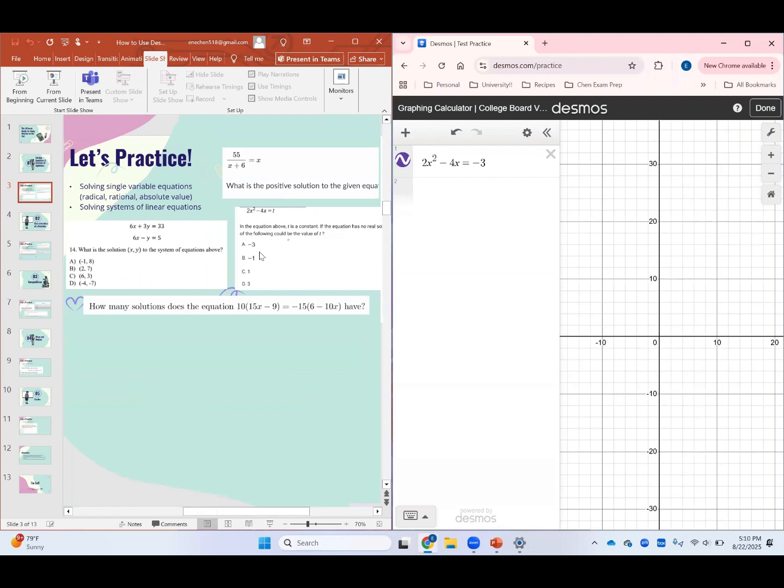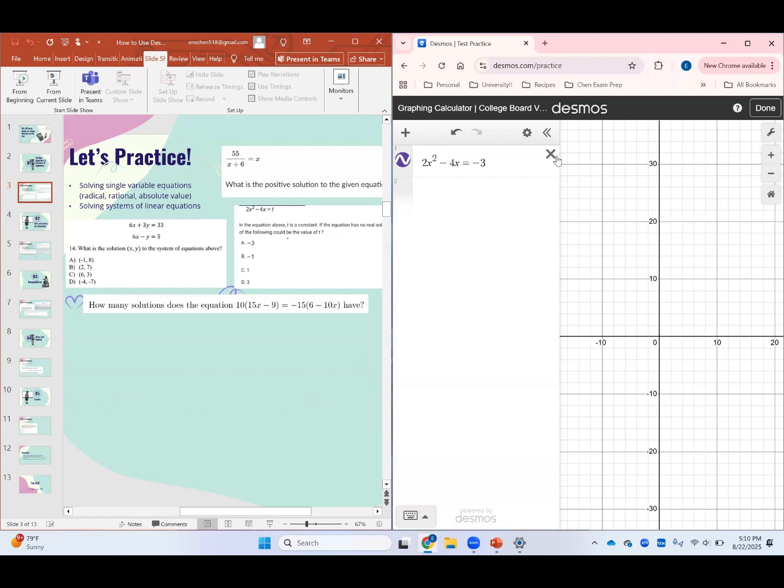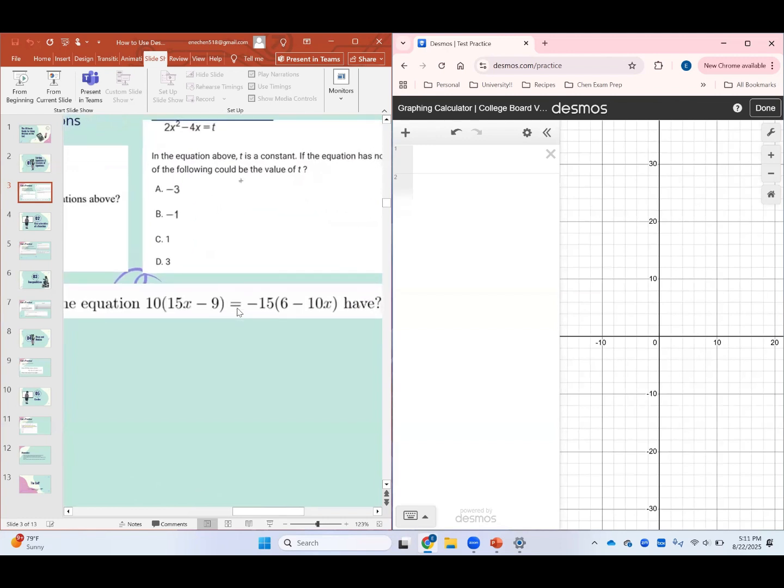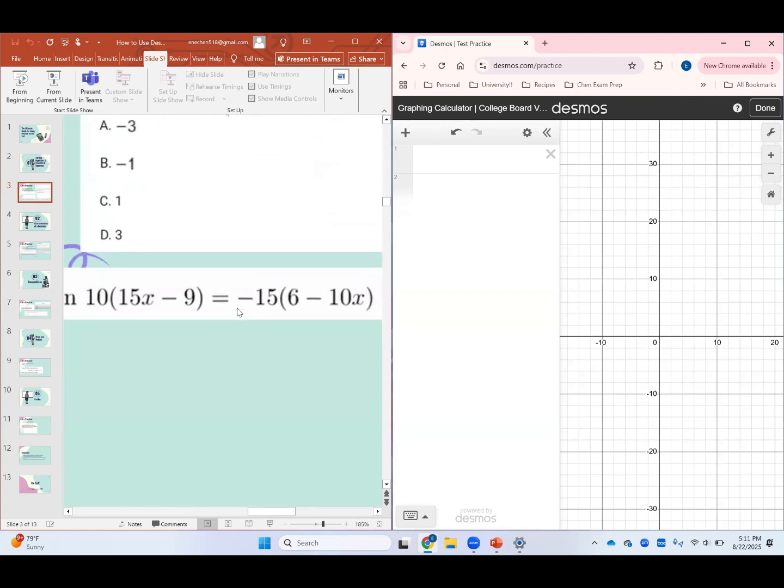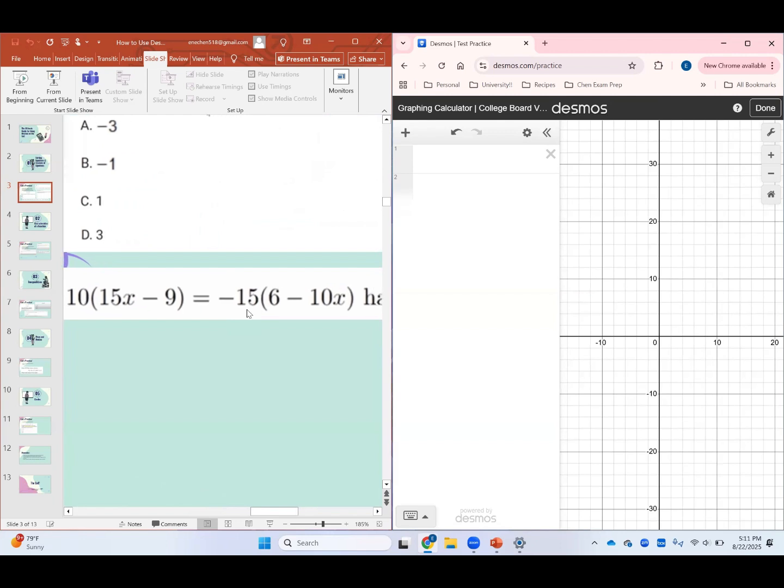Okay, now for the last question, it says, how many solutions does this equation have? So again, I'm going to plug it into DESMOS, but now I'm going to do it a little bit differently. Because if you look at this equation carefully, it can actually be separated into two separate linear functions. The first part, 10 times 15x minus 9, that is a linear function. And then on the right side of the equation, we have minus 15 times 6 minus 10x. That's also a linear function.